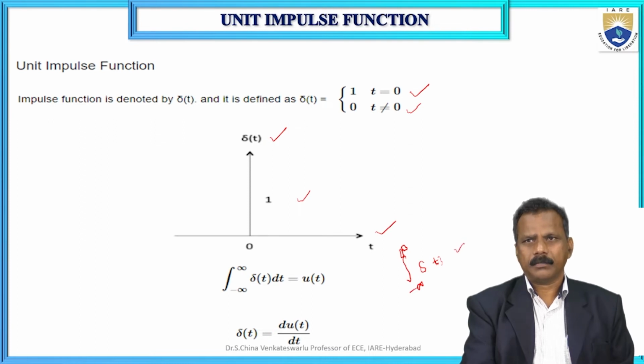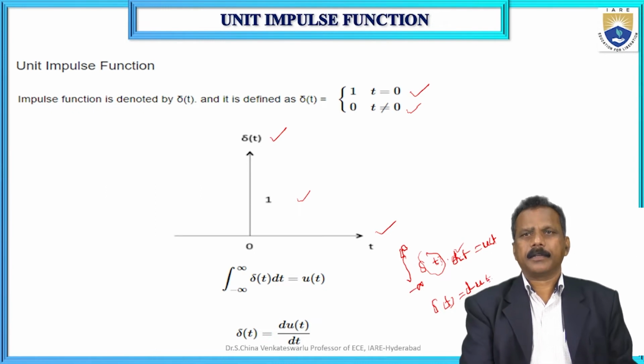What happens in that case, where delta of t is 0 for t less than 0? Based on this notation, integral delta of t dt equals u of t. Within this, if you want to calculate delta of t, it is equal to the derivative of u of t by dt.